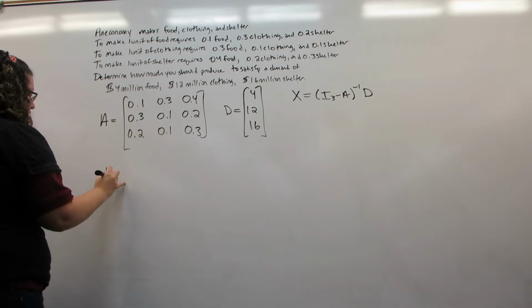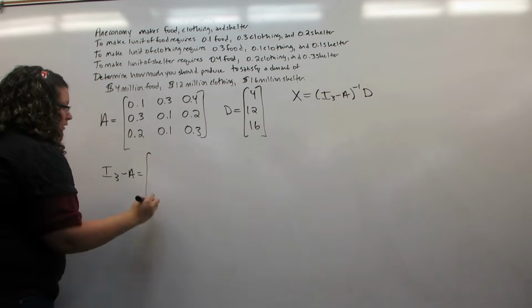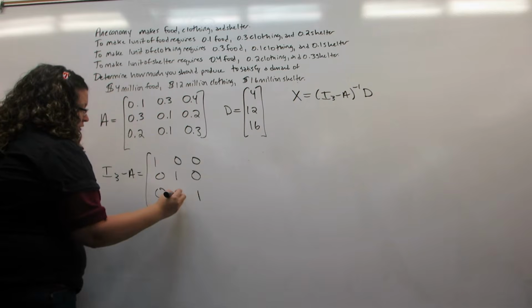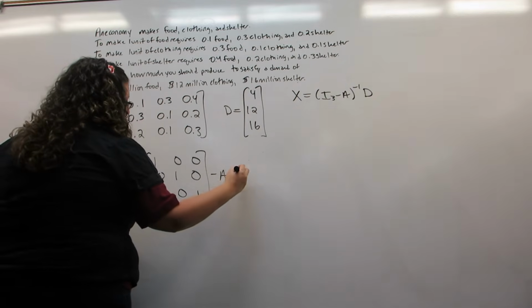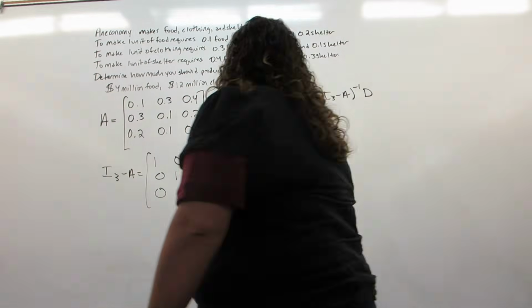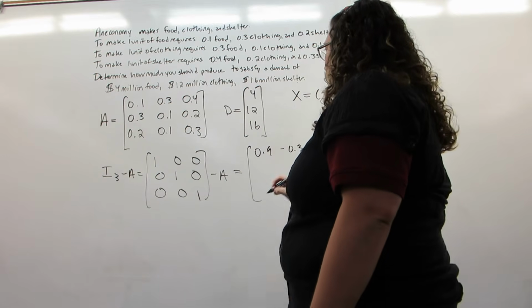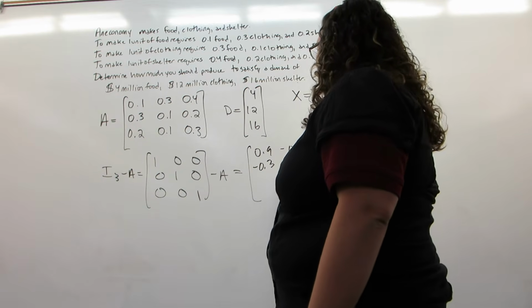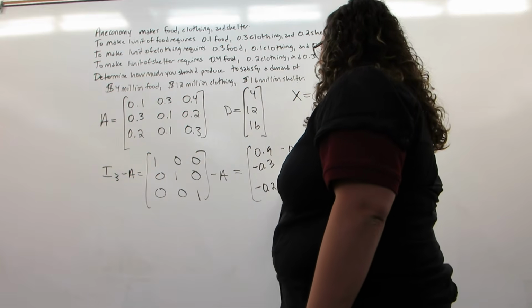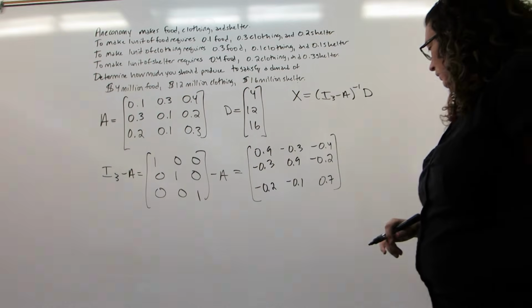So, first we're going to compute the identity matrix minus A. The identity matrix being the matrix with 1s down the diagonal and 0s everywhere else. From this, we subtract A to get 0.9, minus 0.3, minus 0.4, minus 0.3, 0.9, minus 0.2, minus 0.2, minus 0.1, 0.7.